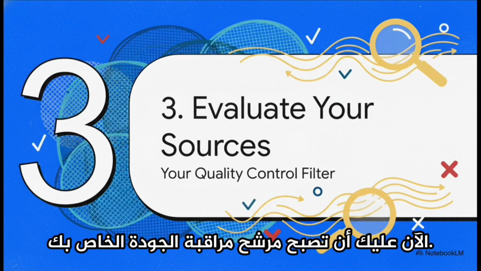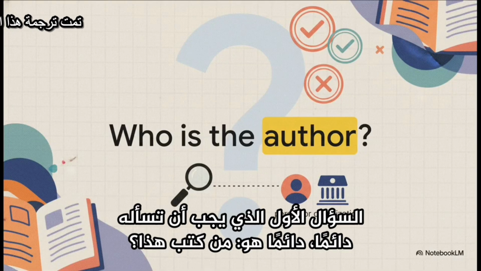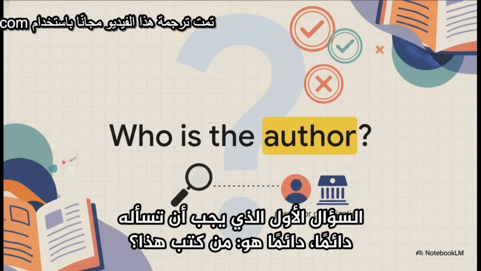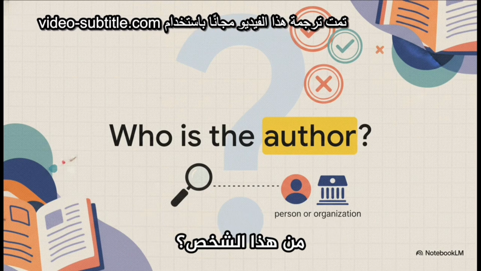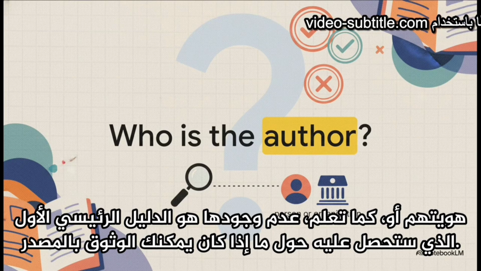Okay, finding the information is only half the job. Now you have to become your own quality control filter. Let's talk about how you can actually look at a source and know if it's reliable and worth your time. The very first question you should always ask is, who wrote this? Who is this person? Who is this organization? Their identity, or lack of one, is the first major clue you'll get about whether you can trust the source.